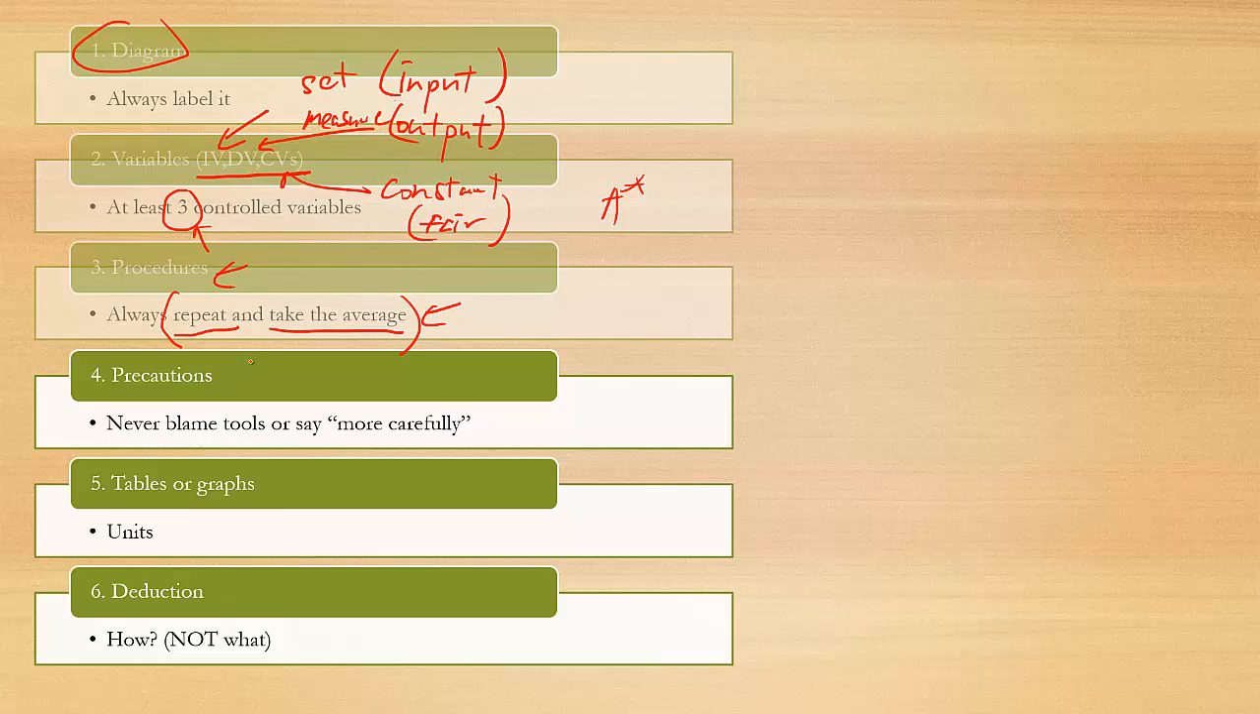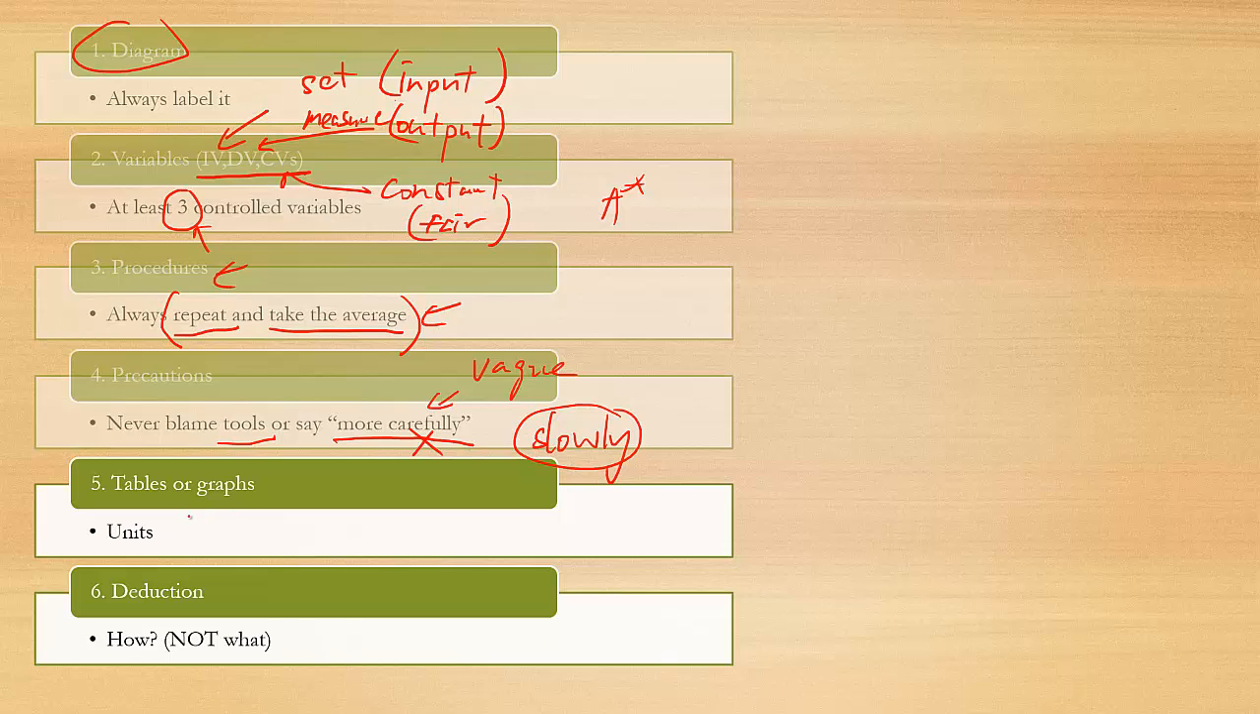Sometimes the question will require you to write down some precaution to make it more accurate. So there's a tip for you: do not blame the tool. This is something that I mentioned before as well. And also do not say more carefully. Let's say if you are trying to take the measurement, don't simply say, I would measure carefully, because carefully is very vague. Sometimes it's okay to say you do it slowly. Sometimes it's fine, but carefully is certainly not acceptable in the IGCSE exam.